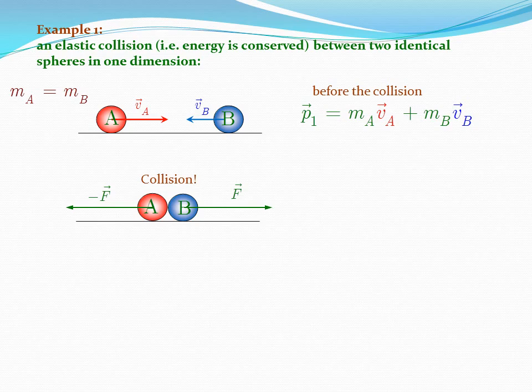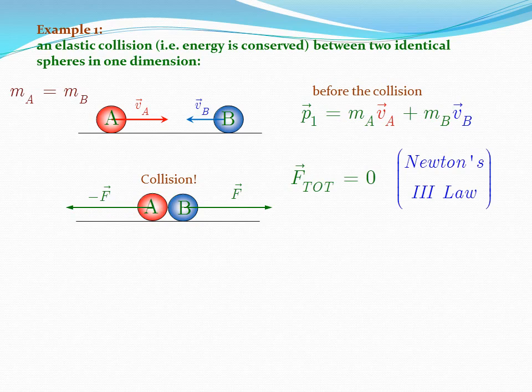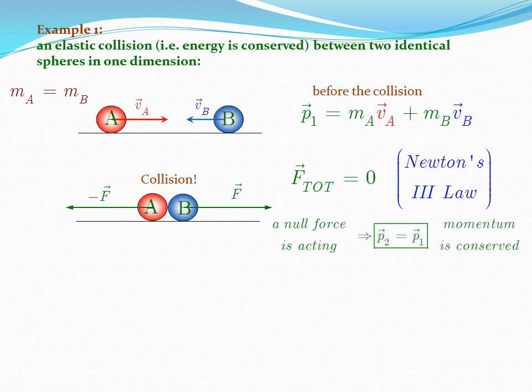In the instant of the collision, body A exerts a force F on body B, and according to Newton's third law, body B exerts a force minus F on body A in the opposite direction but with the same magnitude. Therefore, the overall force is zero, and since a null force is acting, momentum is conserved in this system, and we can write p2 equals p1.